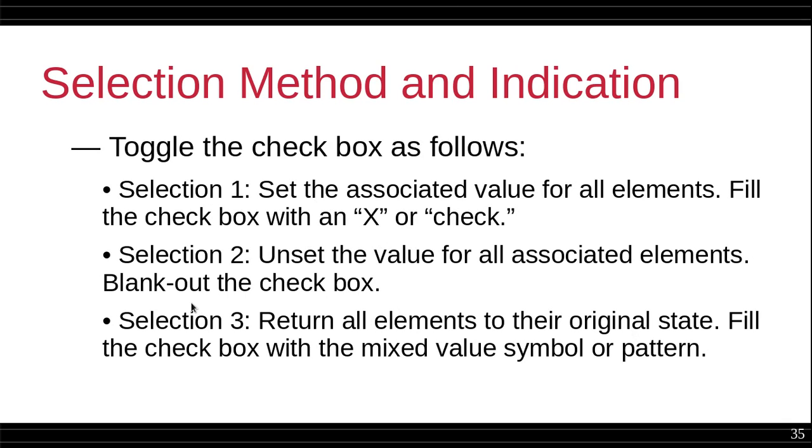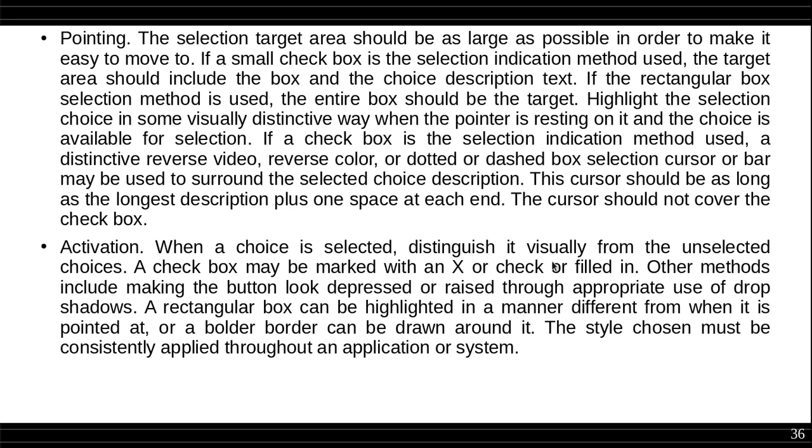Toggle the checkbox as follows. Selection 1, set the associated value for all elements. Fill the checkbox with an X or check. Selection 2, unset the value for all associated elements. Blank out the checkbox. Selection 3, return all elements to their original state. Fill the checkbox with a mixed value symbol or pattern.